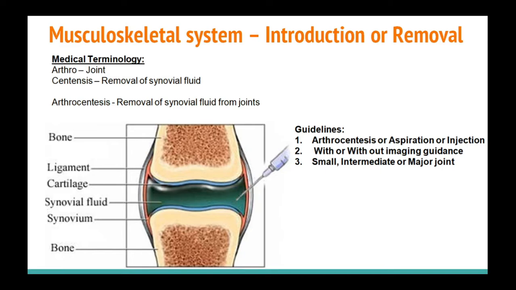He needs to identify whether the physician performed arthrocentesis, aspiration or injection between the joints. He also needs to identify whether the physician performed the procedure with or without imaging guidance, and whether the physician injected the needle into a small joint, intermediate joint or major joint. Let's see the CPT book for codes.